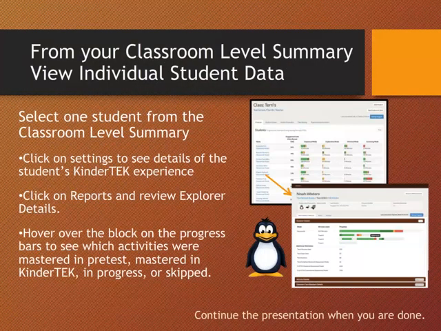Pause this presentation. From the Classroom Summary page, select a student to view in more detail. Click on Settings to see details of the student's KinderTEK experience. Click on Reports and review Explorer details. Hover over the blocks on the progress bars to see which activities were mastered in pretest, mastered in KinderTEK, in progress, or skipped. Continue the presentation when you are done.